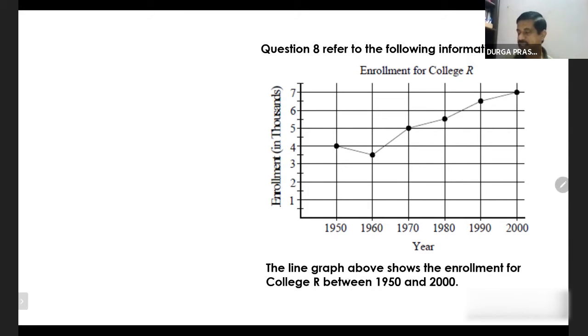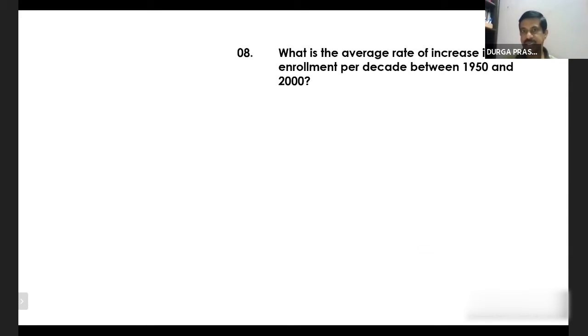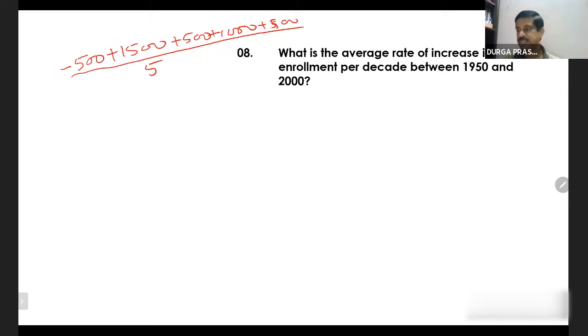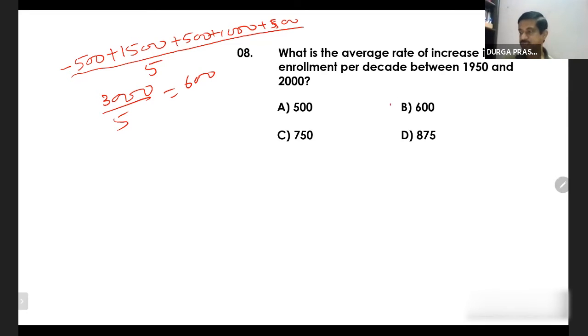The line graph above shows the enrollments for the college between 1950 and 2000. So this is 1940, which is not included anywhere in the discussion, so let's not bring that into the picture. Now what is the question? What is the average rate of increase in enrollment per decade between 1950 and 2000? Average means the sum of all the terms divided by the number n. First there was a decrease of 500, so minus 500. Then an increase of 1500, if I'm right. Then a 500 increase. Then a 1000 increase. Then 500. How many decades are there? 1, 2, 3, 4, 5 decades. So you are getting 3000 divided by 5. That is 600. The average increase is 600 between 1950 and 2000. So please note it fast.